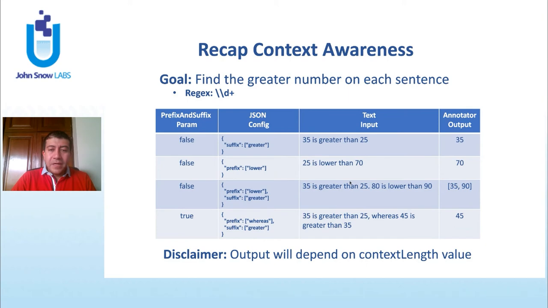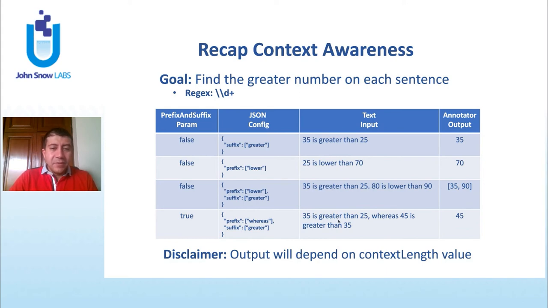Now, if we have a document made up of two sentences, then we will need to define prefix and suffix to find a greater number on each one. So we define prefix and suffix here to have the output that we desire, the 55 for the first sentence and 90 for the other sentence.